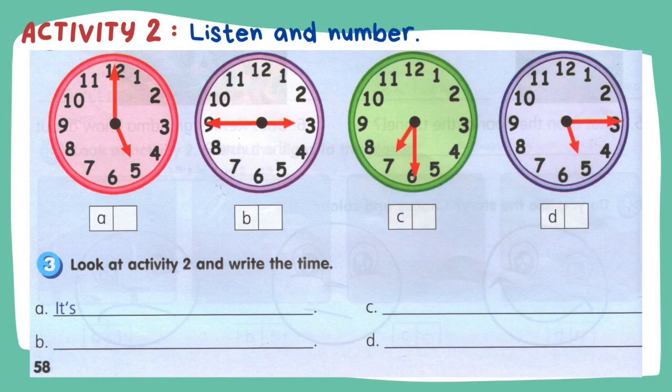Module 7. Workbook. Revision. Activity 2. Listen and number 1 to 4. 1. What's the time? It's 7:30. 2. What's the time? It's 2:45. 3. What's the time? It's 5:15. 4. What's the time? It's 5 o'clock.